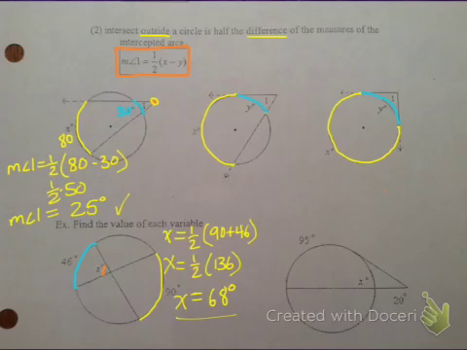Alright, moving on to the next example. Let's see if we got this one right. So now we've got an intersection outside the circle. So instead of adding our 2 arcs and dividing by 2 or cutting it in half, we're going to subtract. So let's find our bigger arc here. That's 95 degrees. And our smaller arc here is x. So we don't know what that arc is. So this one's going to be a little different. We're going to set up our equation the same way, but we're going to be solving for a different variable.